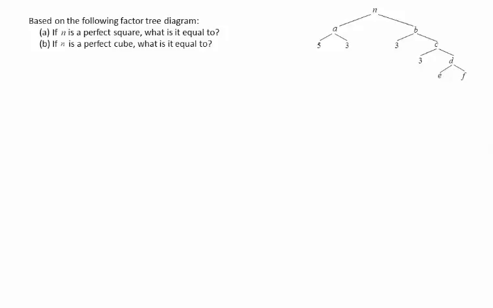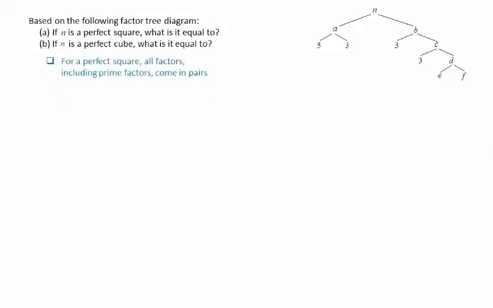Based on the following factor tree diagram, A, if n is a perfect square, what is it equal to? And B, if n is a perfect cube, what is it equal to?